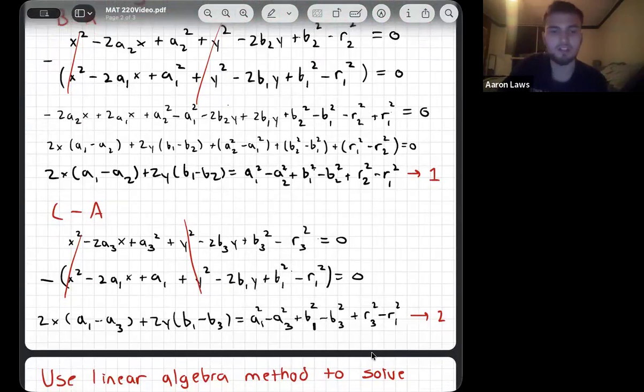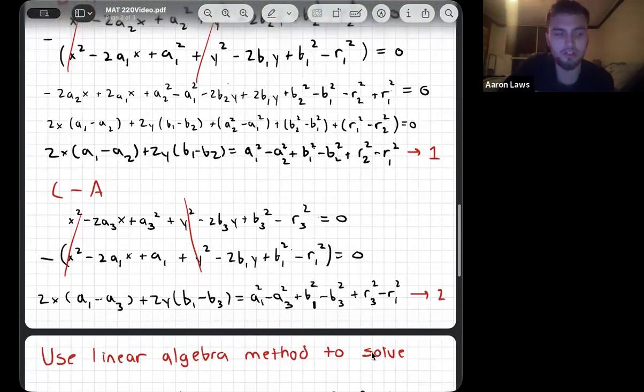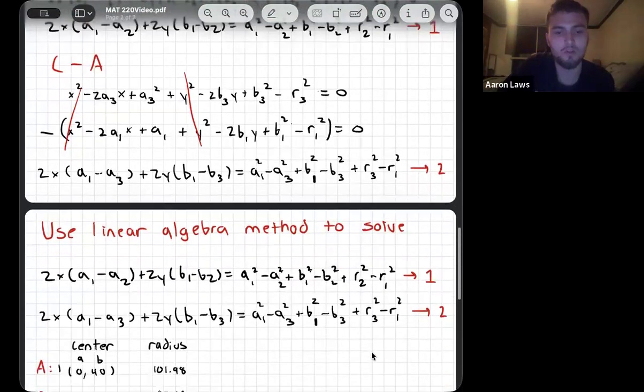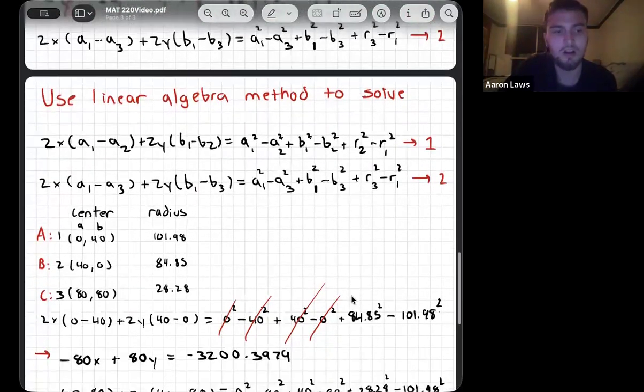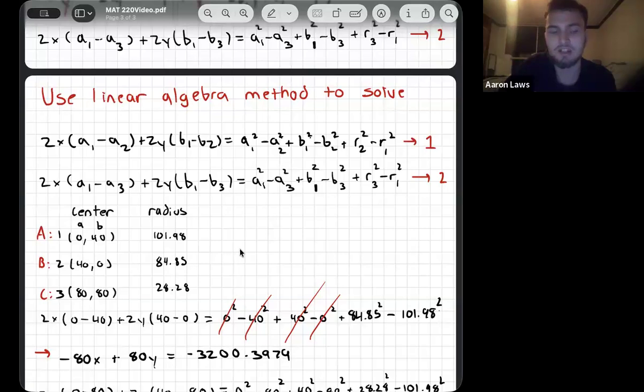So here's where we actually get to the linear algebra portion of the problem. We have these two equations that linearly represent where P lies in the space. We have this data set that tells us the values for A, B, and R in each of our equations. You can see that circle A corresponds to A1, B1, R1, circle B, A2, B2, R2, and so on for circle C and number 3.